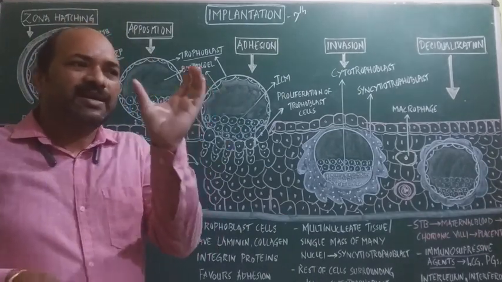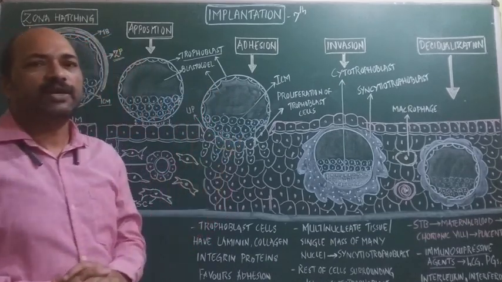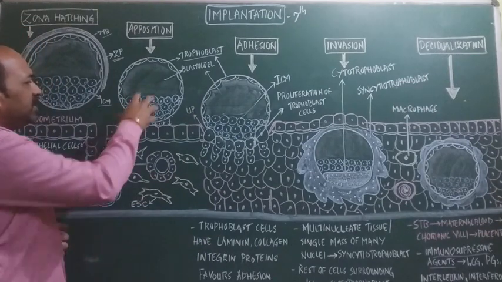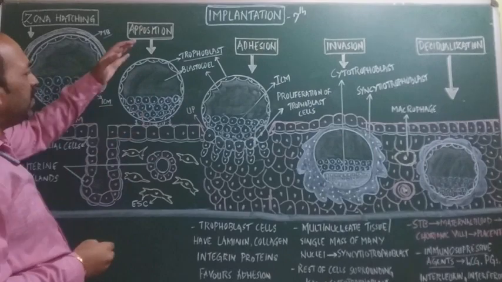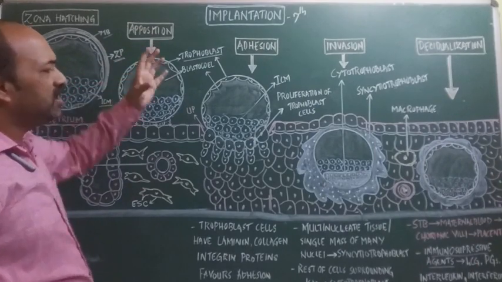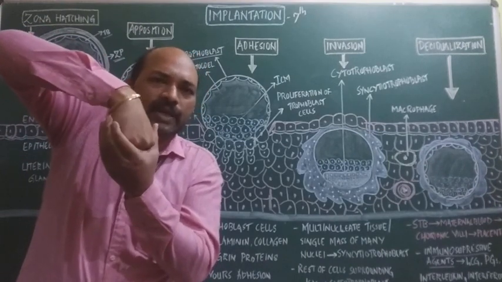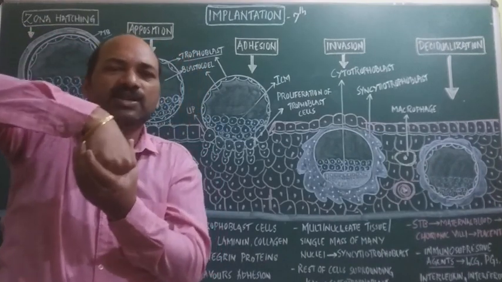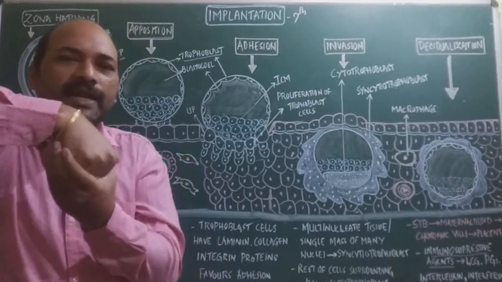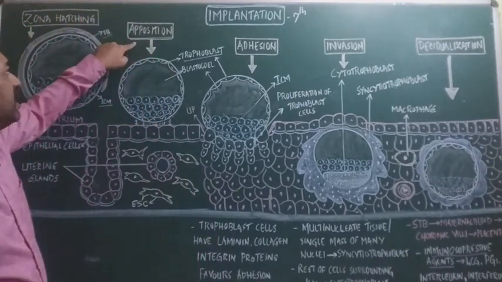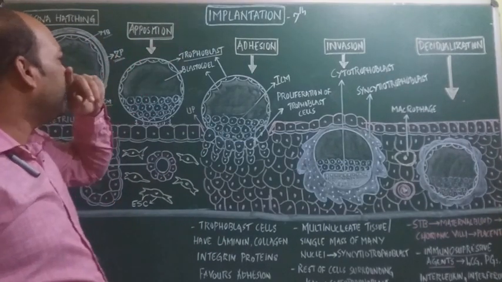The crypt is formed in the endometrium, and thereafter the inner cell mass starts facing towards the endometrium, and the blastocyst comes and rests over the endometrium. This resting or placing of the blastocyst on the endometrium is called apposition. That is the second stage in implantation.